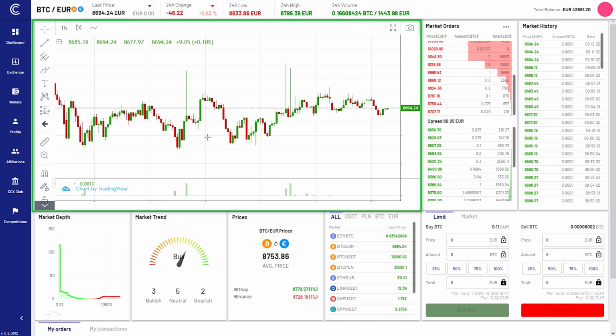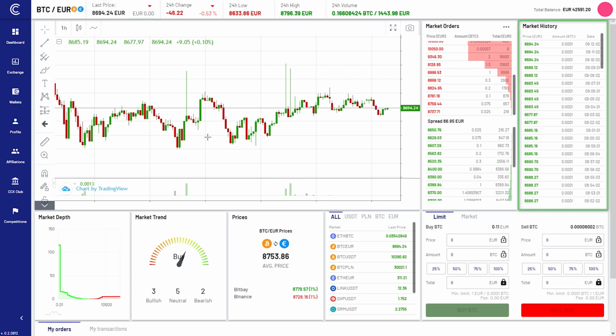On the chart you can see history of changes in the Bitcoin price over time. The last price position represents the price in the very last transaction made on the market. The whole list of the transactions history is also available on the right side of the screen.